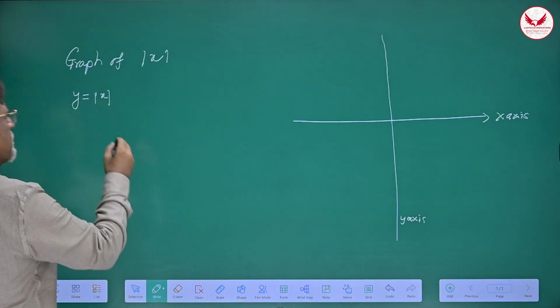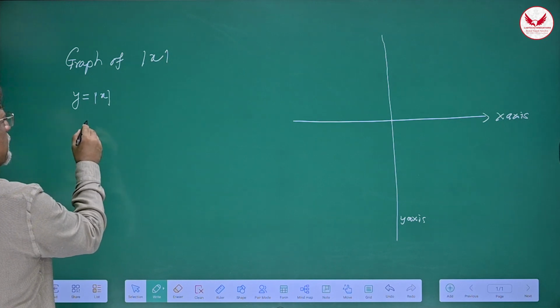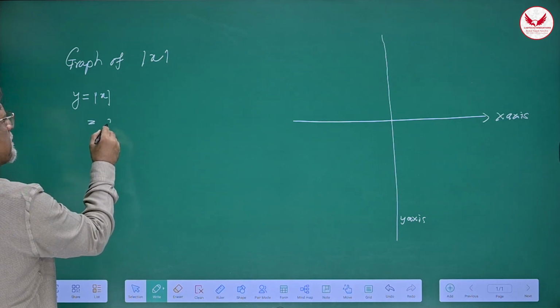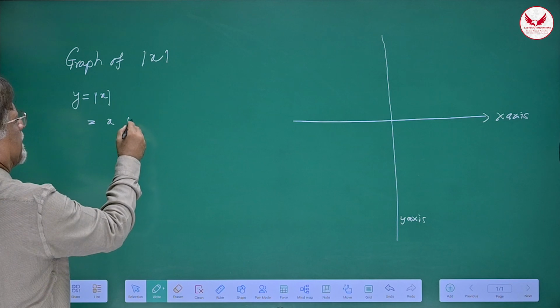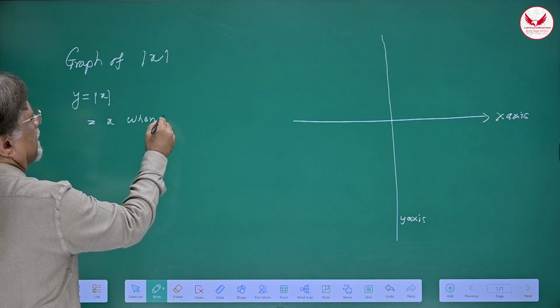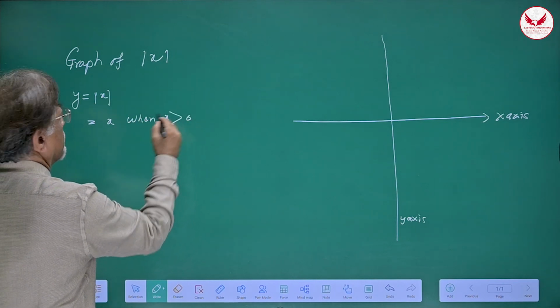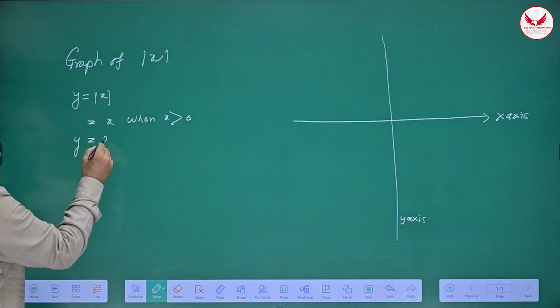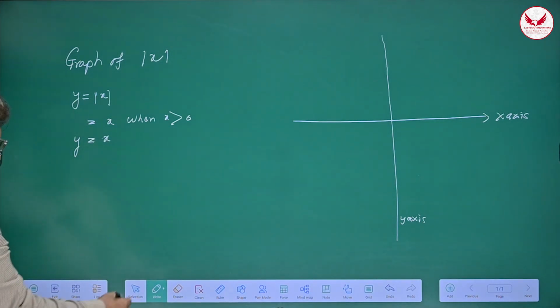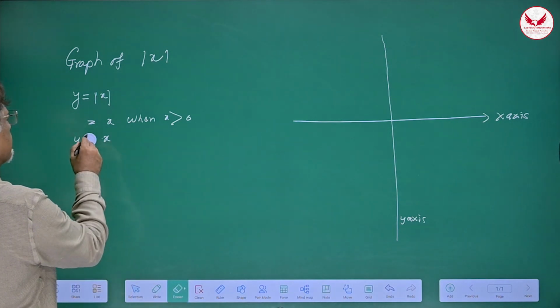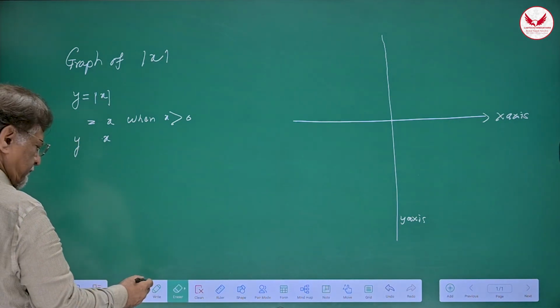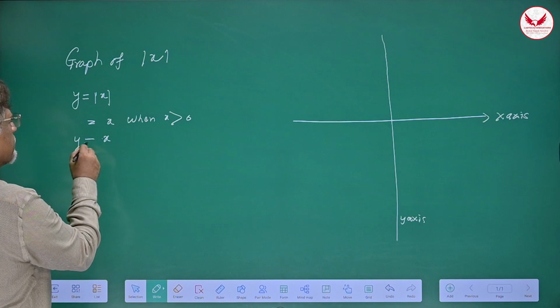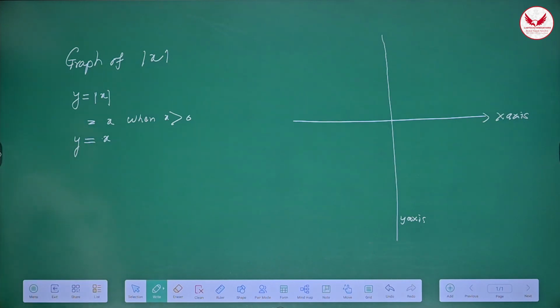Y equal to mod x is defined like this. It is equal to x when x is positive. That means it is a graph of the straight line y equal to x. So whenever x is positive, it's a line y equal to x.